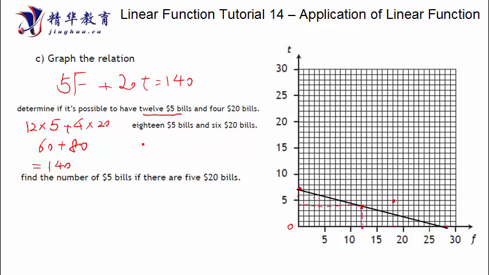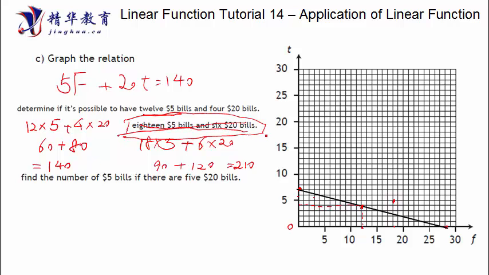Let's see why. 18 times 5 is how much? It's $90, right? And then plus 6 times 20 equals $120, which gives $210. So it's not equal to $140. So it is impossible to have this amount of money. So this one is impossible. Make sense? So this brings up a good point.